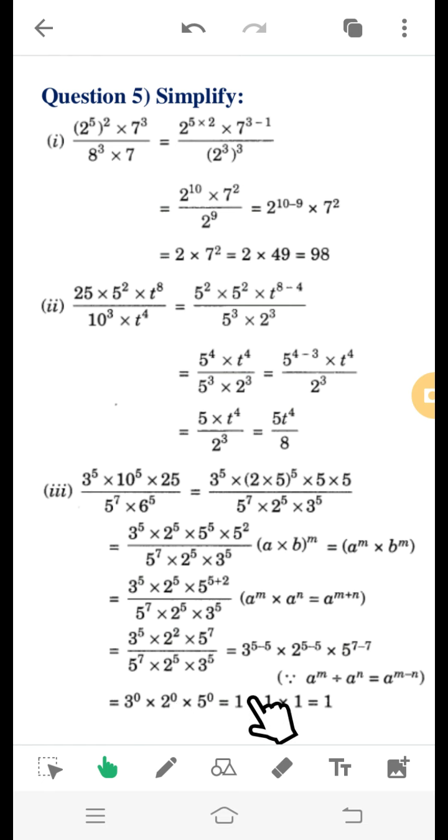If the power is 0, the answer is 1. So it's 1 multiply 1 multiply 1. So its answer is 1.